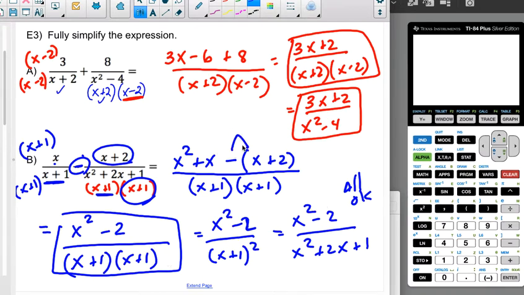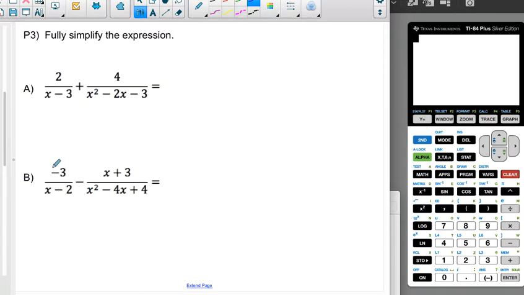So again, notice that it was important that that negative went to both of these because there's a minus in front of this fraction, which means the entire numerator has a negative in front of it. All right, so go ahead and try P3, same idea. You can pause me if you don't want me to help.